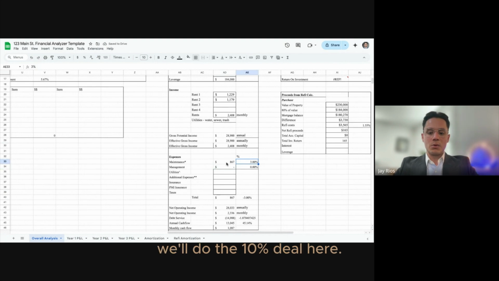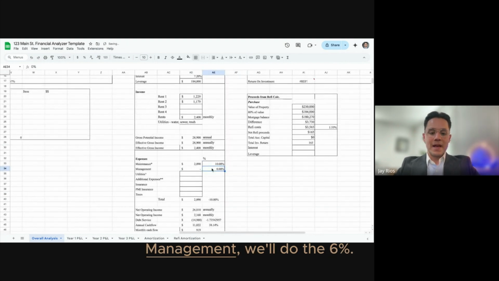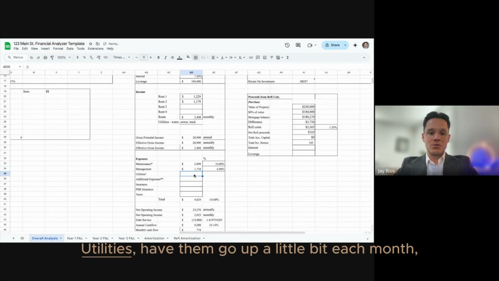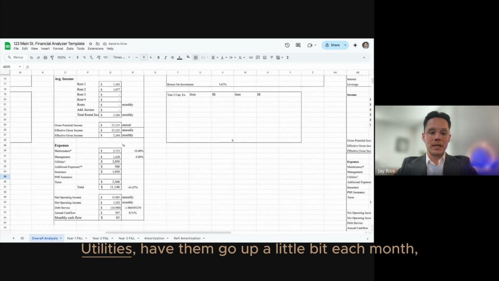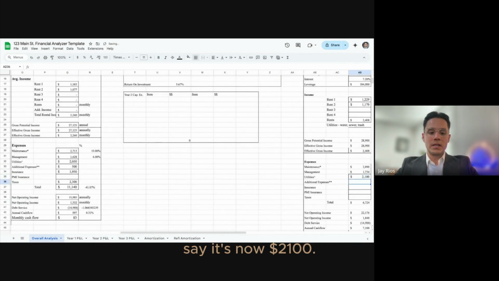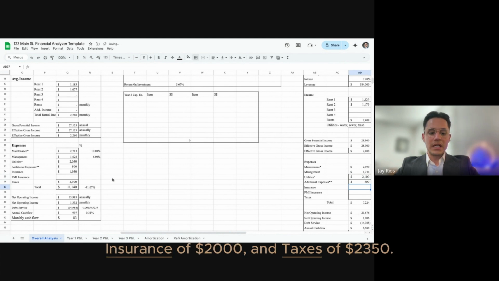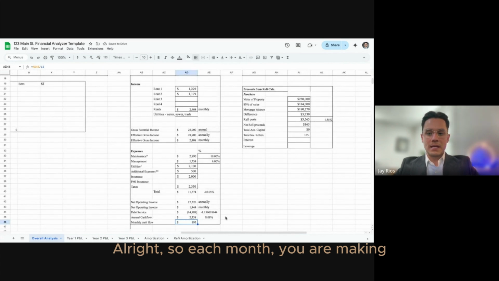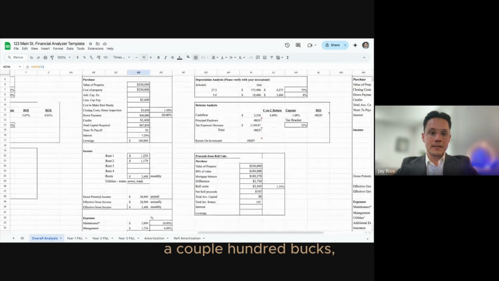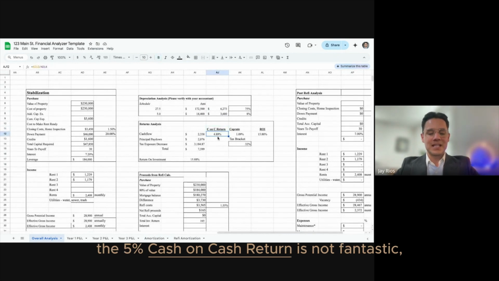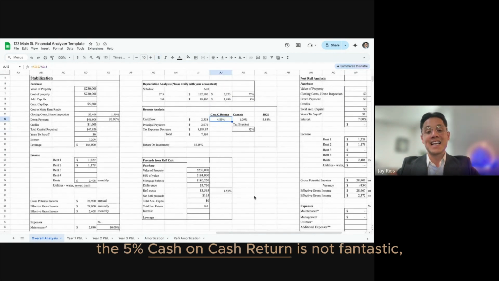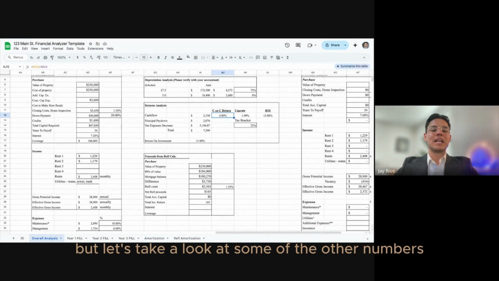So maintenance, again, we'll do the 10% deal here. Management, we'll do the 6%. Utilities, have them go up a little bit each month. Say it's now $2,100. Additional expenses of $500, insurance of $2,000, and taxes of $2,350. All right, so each month you are making a couple $100, which isn't great. The 5% cash on cash return is not fantastic, but let's take a look at some of the other numbers that could be possible.